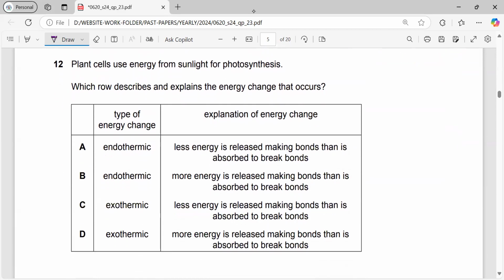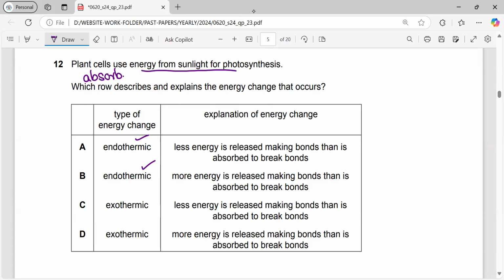Next, plant cells use energy from sunlight for photosynthesis. Which row describes and explains the energy change that occurs? Plant cells use energy from sunlight for photosynthesis, meaning they absorb energy from sunlight. This makes the type of reaction endothermic. It's an endothermic reaction because it is absorbing the energy from sunlight.